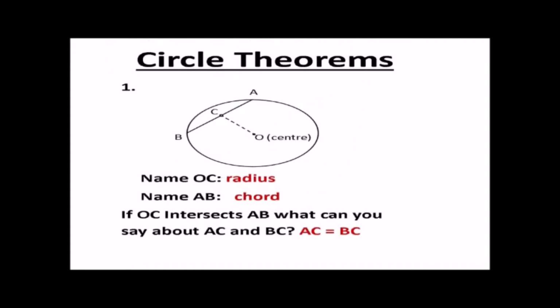And we move to answers. Best part. Here we go. Circle theorem number 1. OC is a radius, AB is a chord, and AB is equal to BC. When that happens, if the radius intersects a chord, then that chord is divided in half. Got it?